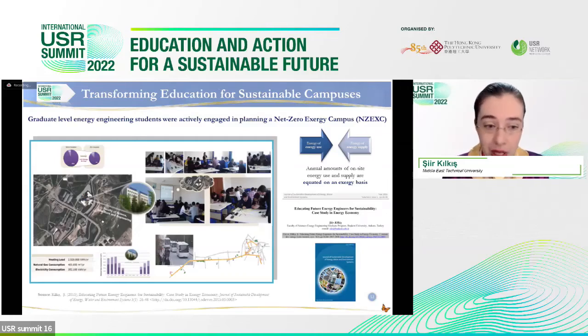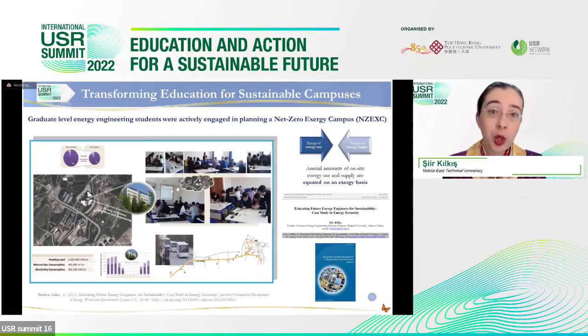As a second university that I've been teaching, this is Başkent University, also in Ankara. These were energy engineers, one of the first programs in sustainable energy engineering. And these students were again actively engaged in workshops on how we can transform the university for not only a climate neutral future, but a net zero exergy campus.